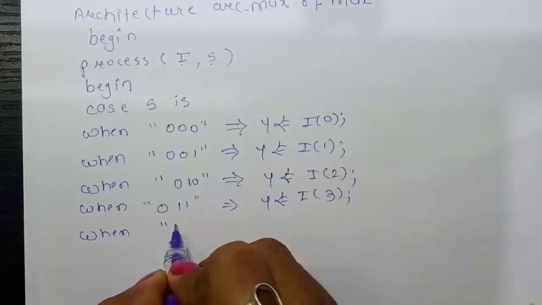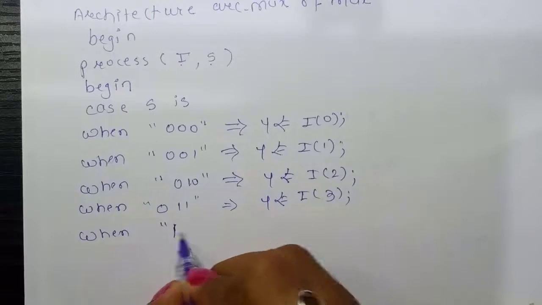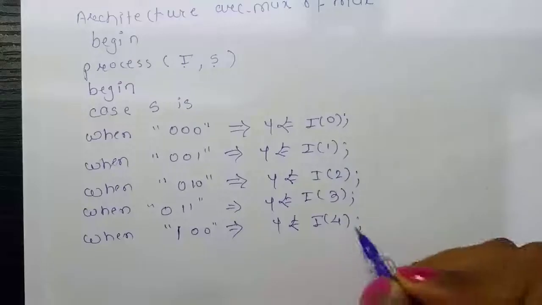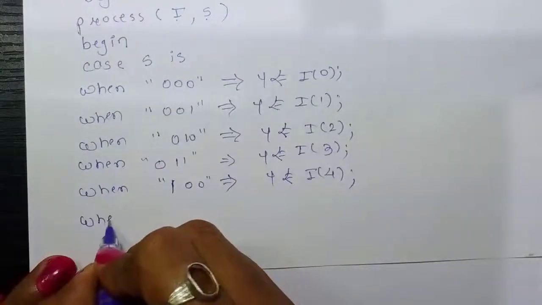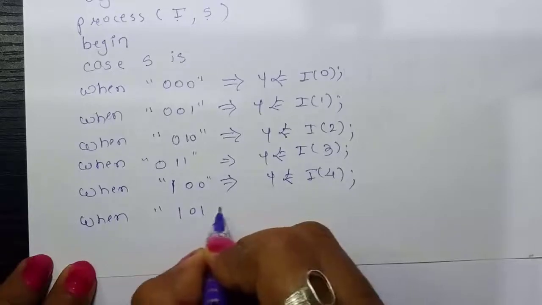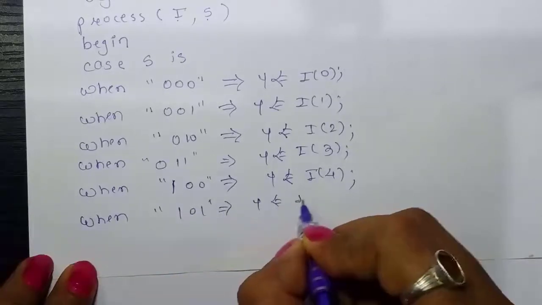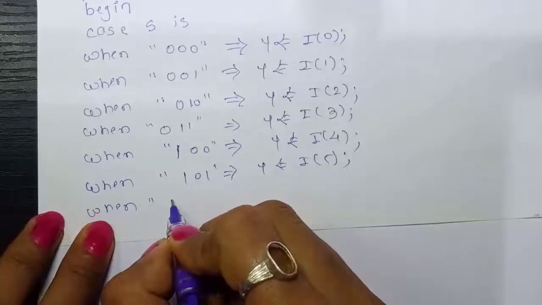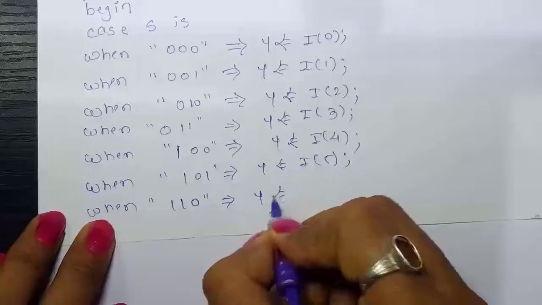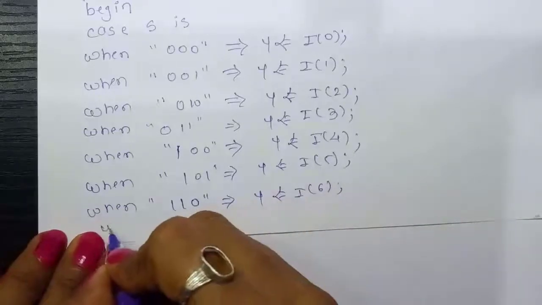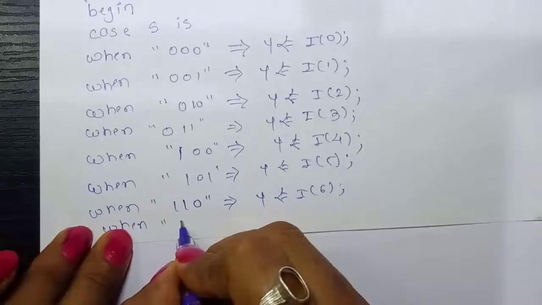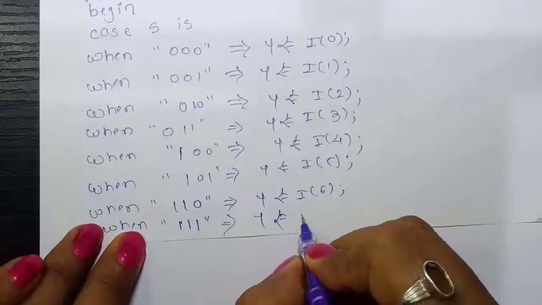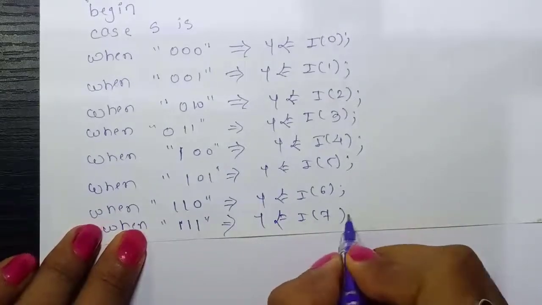When it is 1 0 0, then output will connect to input line I4. And when it is 1 0 1, output will be I5. When 1 1 0, output will be assigned I6. And the last one, when all the selection lines are high, that means all are 1, at that time output will connect to input line 7, that means output will be I7.